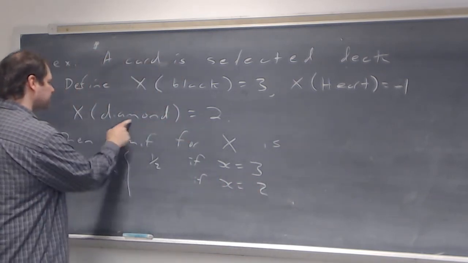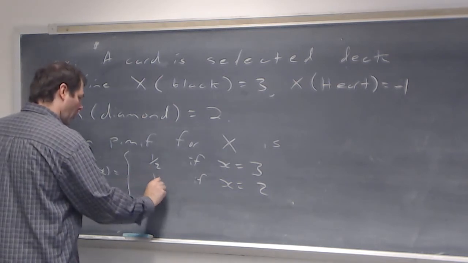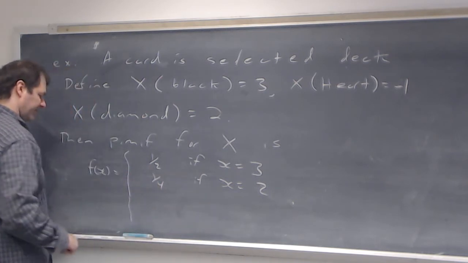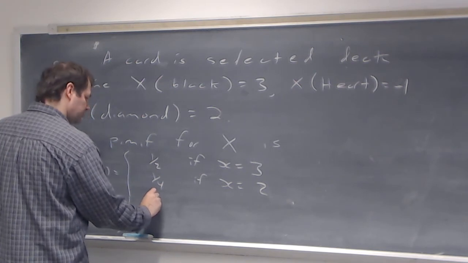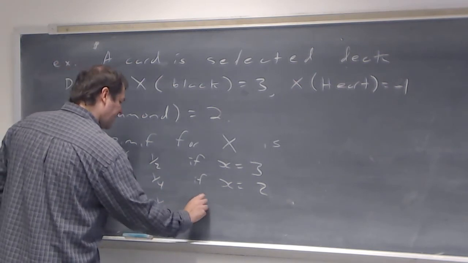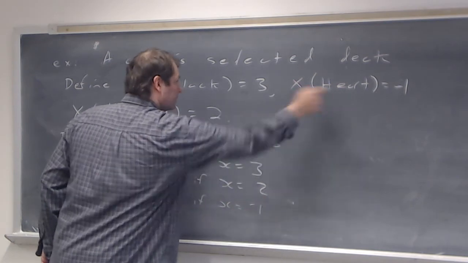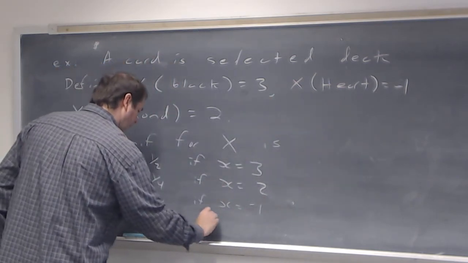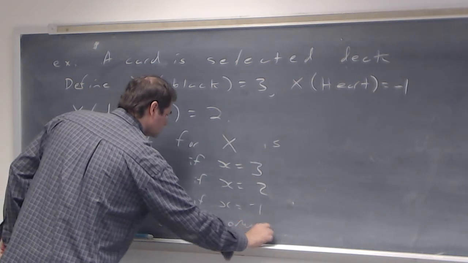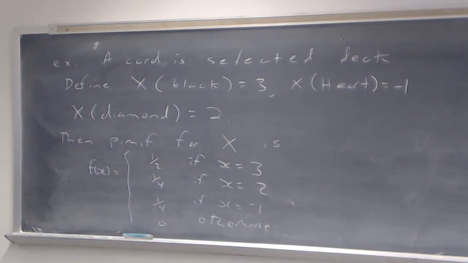If x is equal to 2, that means you had to get a diamond. The chance of getting a diamond is 1/4. So that's what f of x had to be. It has to be equal to 1/4 if x is equal to -1, and it's 0 otherwise. As I defined, the sum of the f of x of i's, with i running from 1 up to however many output values we have, we sum those up, we're supposed to get 1.